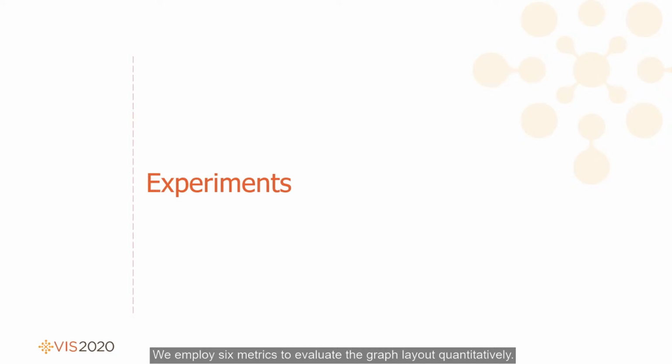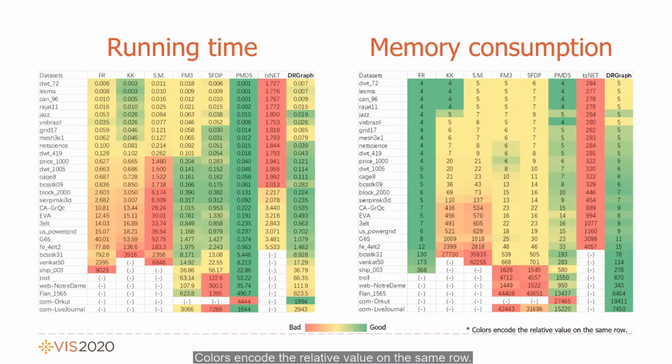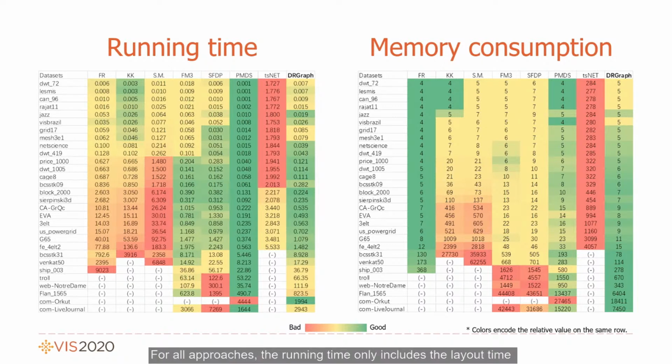We employ 6 metrics to evaluate the graph layout quantitatively. Colors encode the relative value on the same row. For all approaches, the running time only includes the layout time without data process steps.